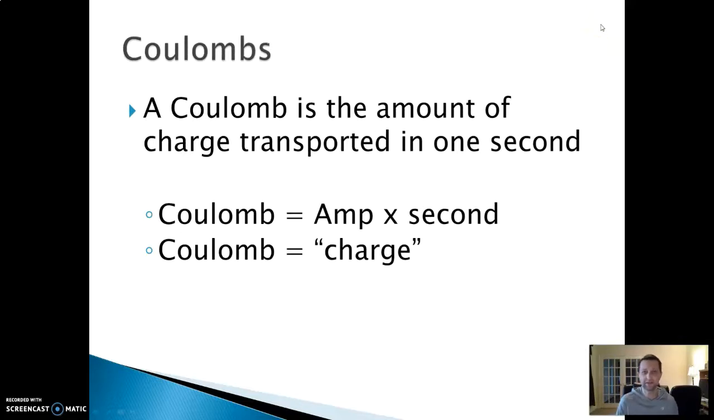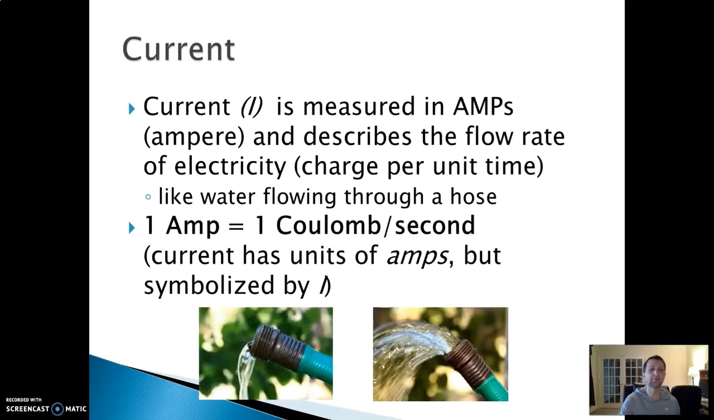So a couple of definitions and some things to get out of the way first. Don't get too hung up on these because it can get a little bit confusing. But we want to focus on coulombs. A coulomb is the amount of charge transported in a second. Just think of a coulomb as an amount of charge, okay? And we're going to see how that ties in with some other vocab words in a second.